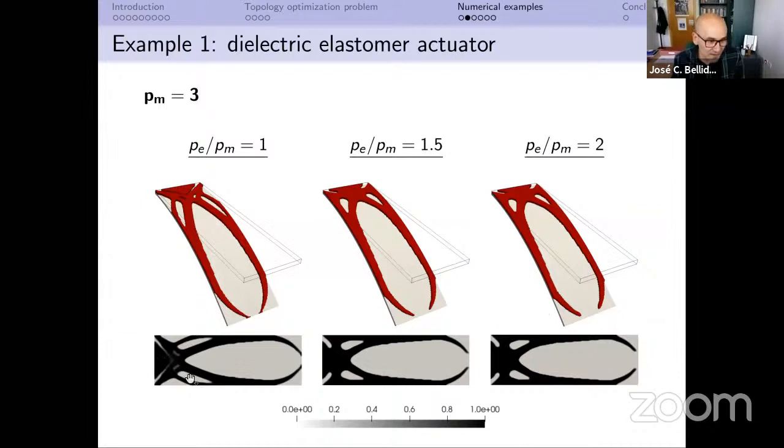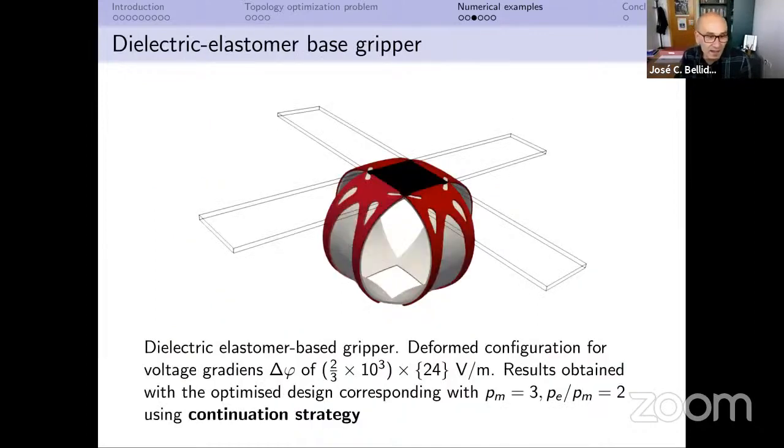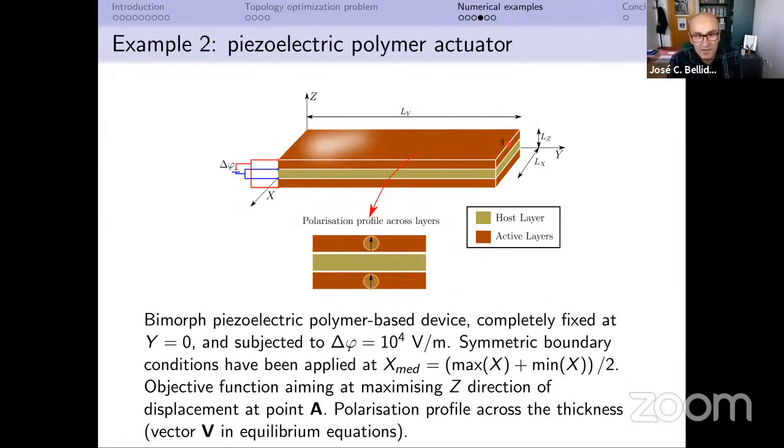And here we see a picture, black and white, of the design. We see that as we increase this ratio, gray disappears. We have some gray areas for ratio equal to 1 in here, but it disappears until we get this ratio equal to 2. So it seems convenient, at least in this example, to increase this ratio. This is just a dielectric elastomer based gripper. If we increment the potential, we get this effect, putting together 4 of those designed devices. Now we see an example for a piezoelectric polymer actuator. We have now a host layer and 2 layers in phase in order to get out of plane displacement, so bending.